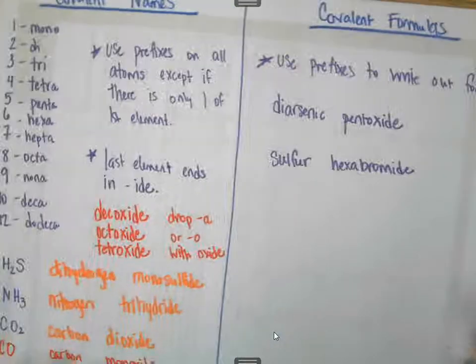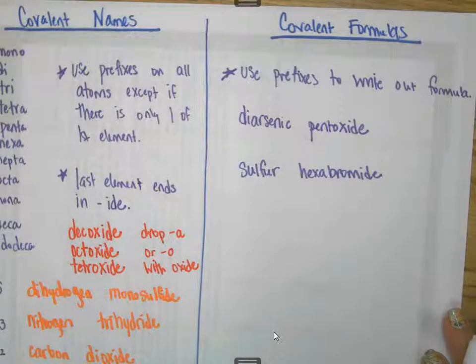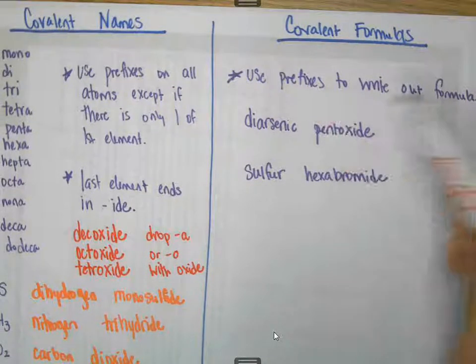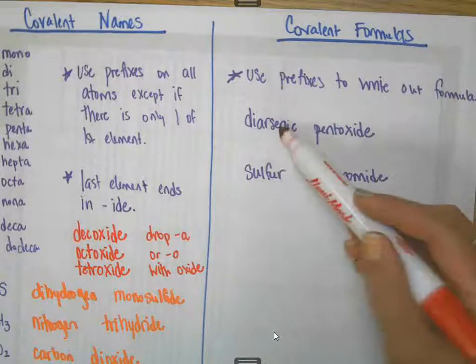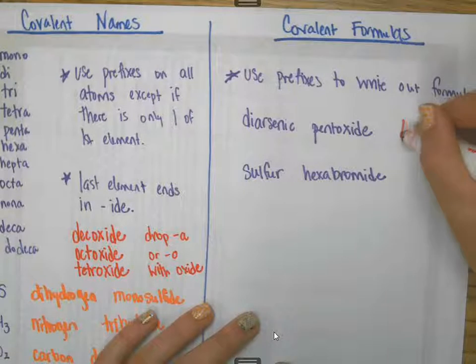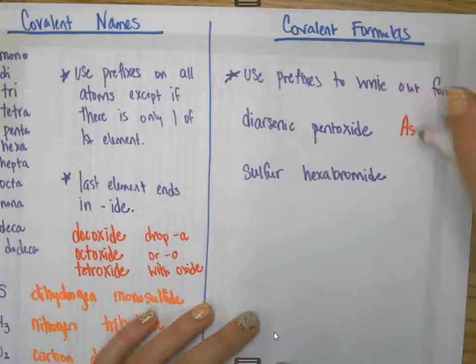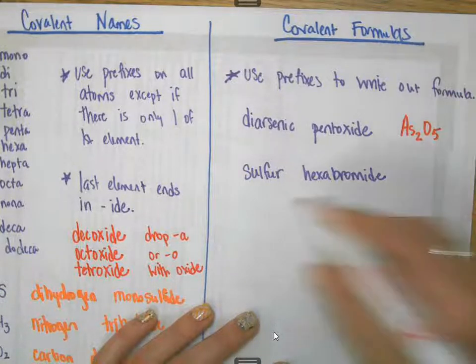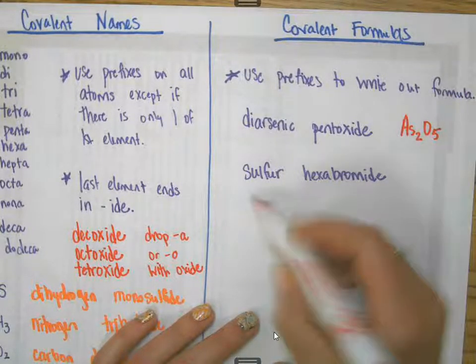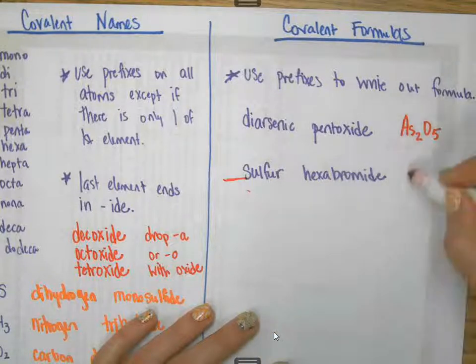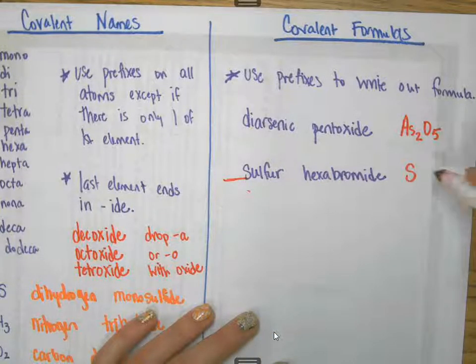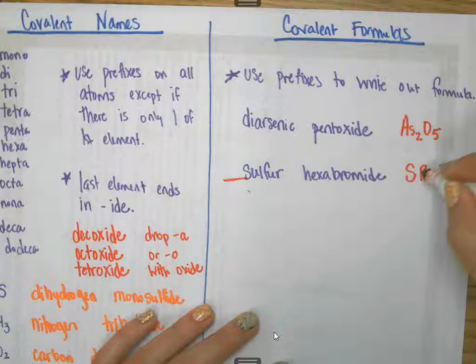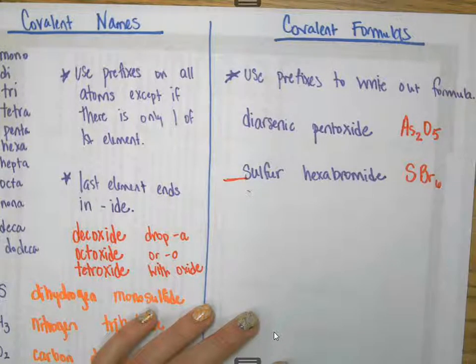On the other side, writing the formulas is actually even easier because you just use the prefixes to write it out. So diarsenic, that tells me that it's arsenic, which is As. Di means 2. Pentoxide, well, that's O. Penta means 5. Sulfur hexabromide. There's no prefix in front of sulfur, so I just write S. That means there's 1 of them. Bromide is Br, and hexa means 6. Easy peasy.